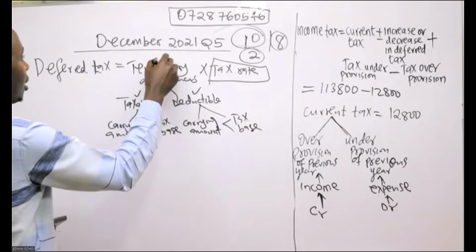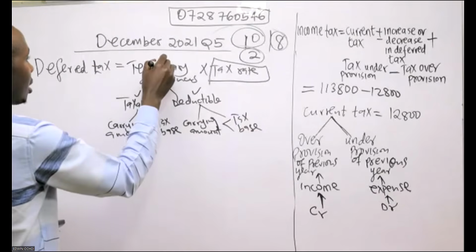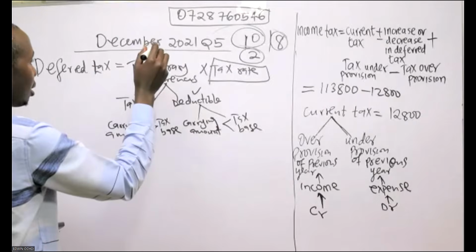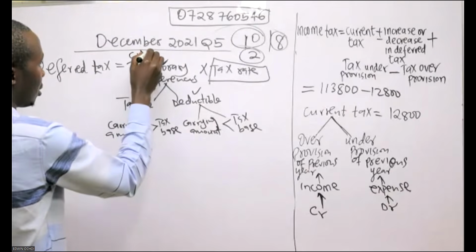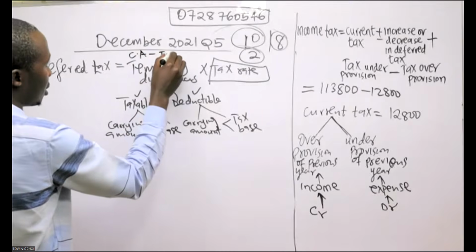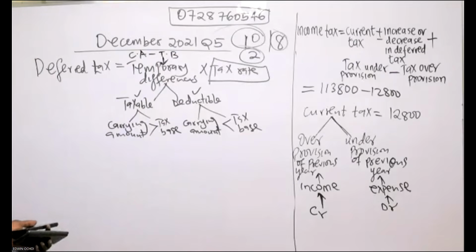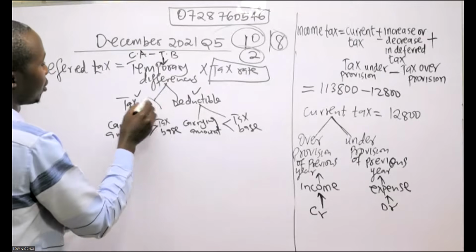Because it's all about the carrying amount, the temporal difference itself. It's all about carrying amount minus what? Tax base. Carrying amount minus tax base. So which type of temporal difference were we provided with?